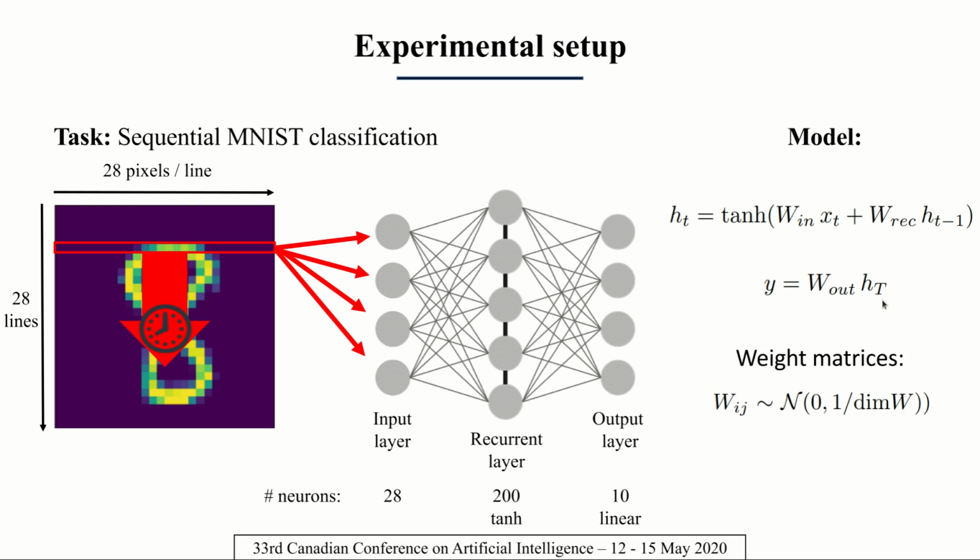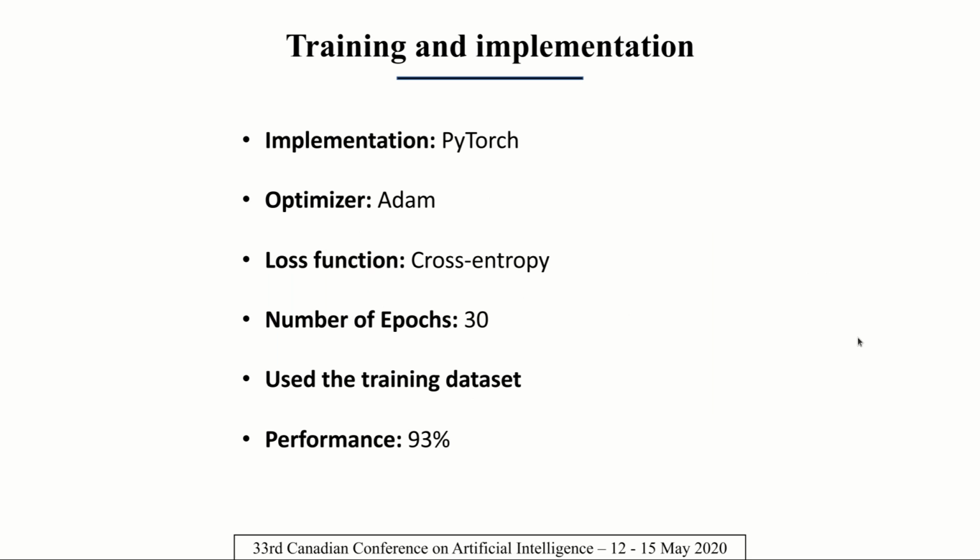The elements of our weight matrices were sampled from a normal distribution. For training and implementation, we used the PyTorch library and the Adam optimizer with the cross-entropy loss function. The networks were trained on the training data sets for 30 epochs, and the accuracy the networks attained was 93%, which, despite not being state-of-the-art, ensures that the networks were able to generalize from the training data.